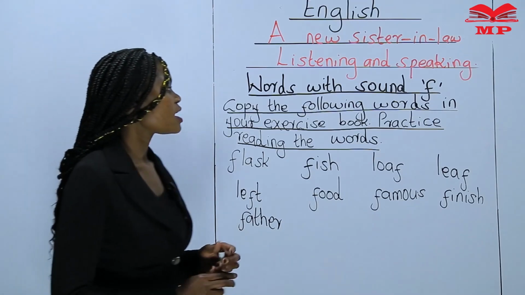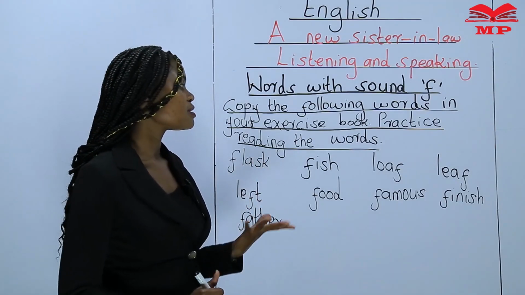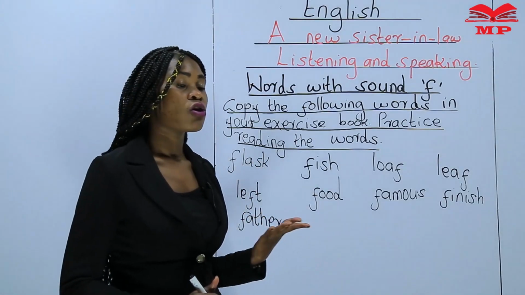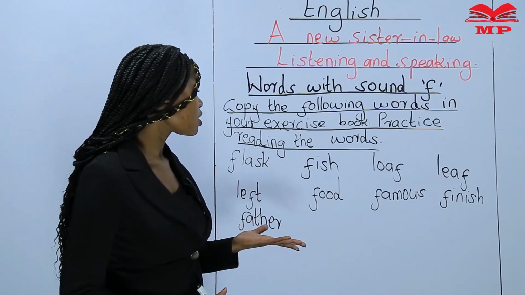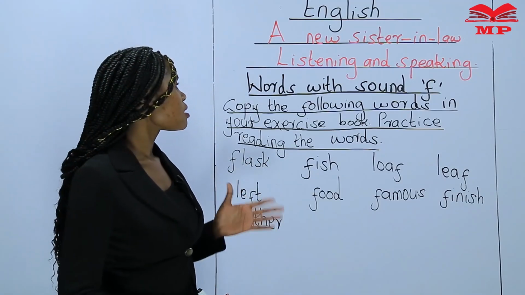So these are the words that I gave you as your assignment. You are supposed to practice reading the words. Hope you've seen where you went wrong. If there is a word you aren't able to read, you can now read it perfectly.